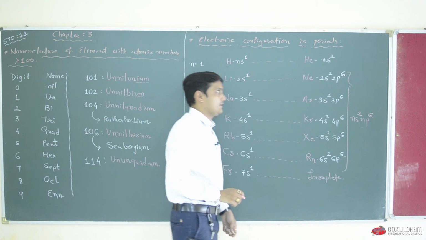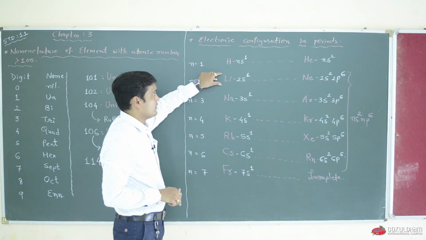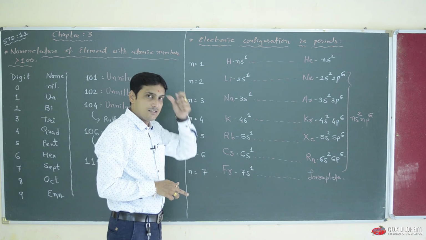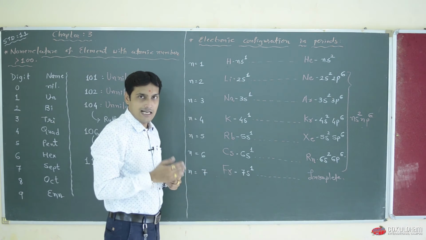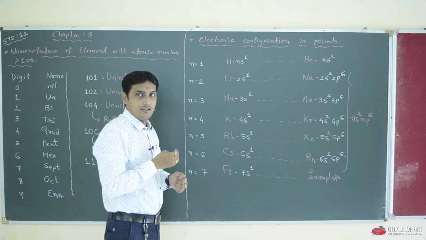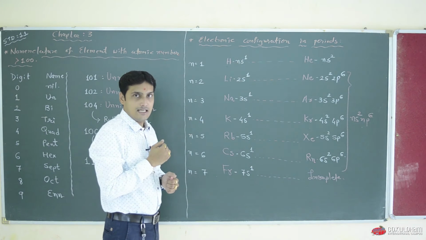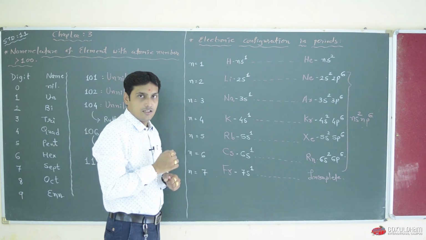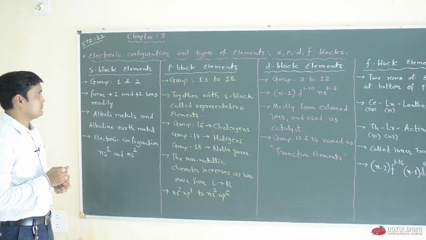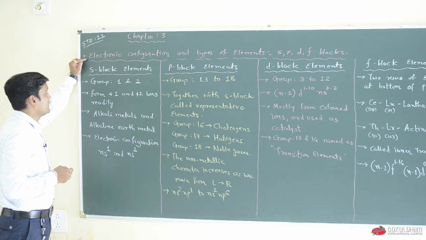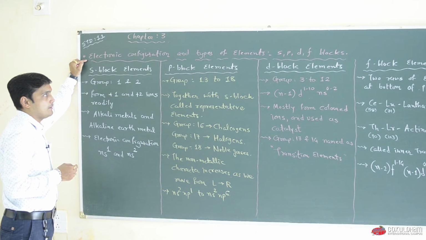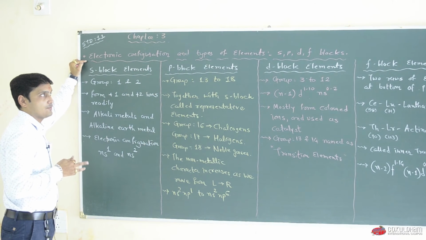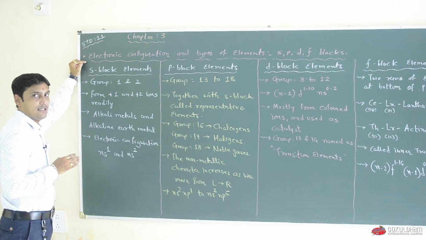So you have to remember this electronic configuration for further studies related to atomic radius, ionic radius, electronic configurations, and electron enthalpies. This is very important to understand those theories. Okay, now in our next theory, electronic configuration and types of elements in various blocks. There are 4 blocks: s block, p block, d block, and f block.